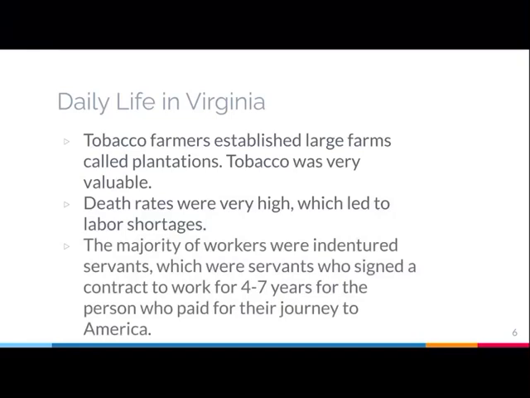Indentured servants signed a contract to work for about 4 to 7 years for a person if they paid for their journey. So an indentured servant would be like, okay, I'm going to sign this contract. If you pay for my journey to America, I will work for you for, 5 years, let's say. So they signed a contract saying, I'm going to work for you if you pay for my journey to America.